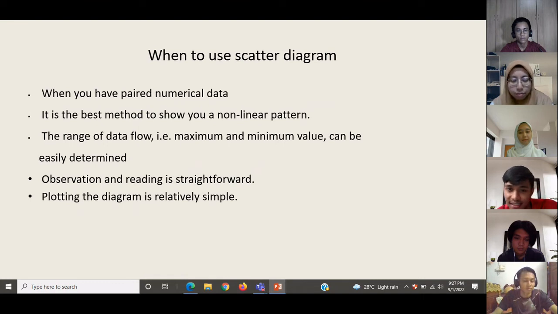When to use a scatter diagram is when you have paired numerical data. Second, it is the best method to show you a nonlinear pattern. Then the range of data flow, maximum and minimum values can be easily determined. And observation and reading is straightforward. And finally, plotting the diagram is relatively simple.